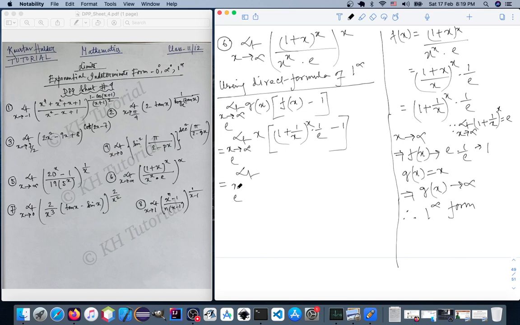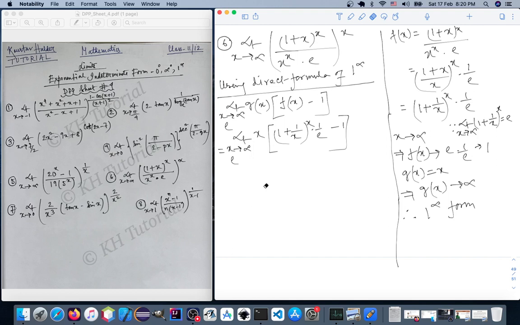This is limit x tends to infinity. So this limit is having the form f(x) is tending to 1, so f(x) minus 1 will be tending to 0 and x is tending to infinity. So this has now the form infinity into 0.